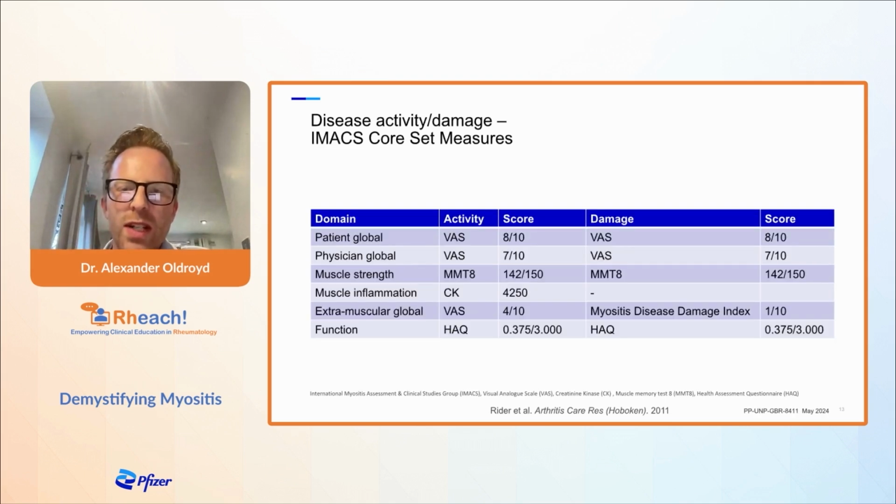So putting this in context with a patient, you can see for their disease activity, they may give a patient global of 8 out of 10. The physician may give a score of 7 out of 10. Their muscle strength is reduced at 142. Their muscle inflammation is raised at 4,250, and the extramuscular global is 4 out of 10. Their function is slightly impaired. You can see that we can use these in the damage as well. We can use the Myositis Disease Damage Index, which gives a score between 1 and 10 as well.